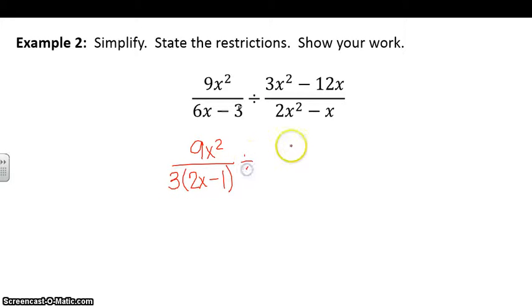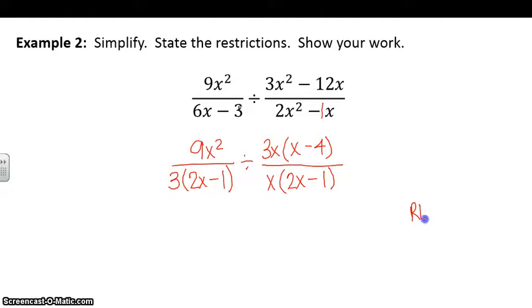I'm going to keep division for now. What about the top right? What can we divide out as a GCF in the top right? 3x. And so when you divide that out, you get x minus 4 left over. And then on the bottom right, we can take out an x. So that's 2x minus the coefficient on that x is 1, so there is a placeholder of 1 still there.